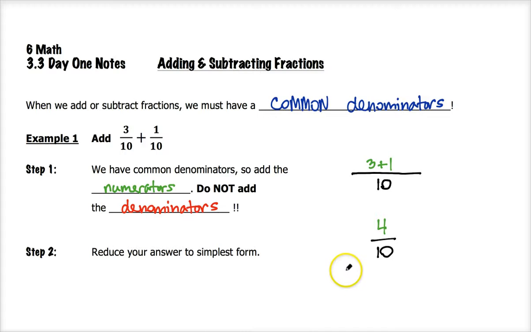Anytime we're adding or subtracting fractions, or really doing anything with fractions, we want to leave our answers in simplest form. So that means we need to reduce. 4/10 reduces to the fraction 2/5 if we divide both 4 and 10 by 2. So our answer to this problem is 2/5.